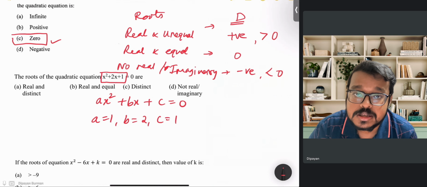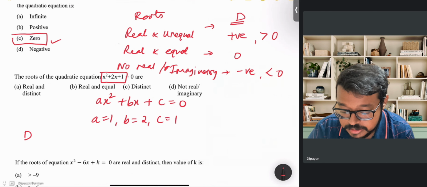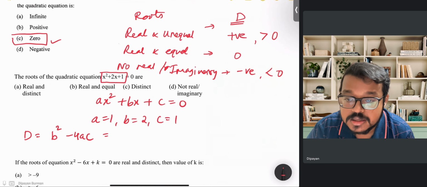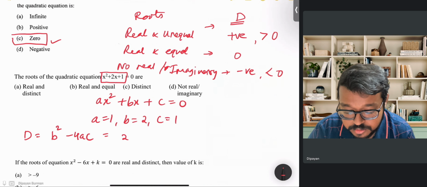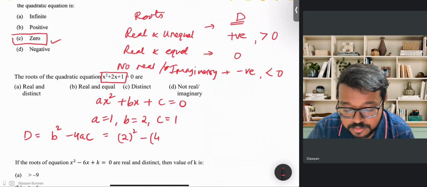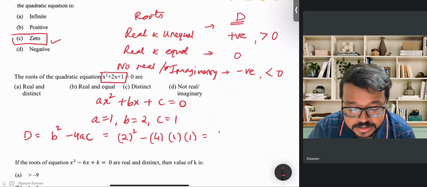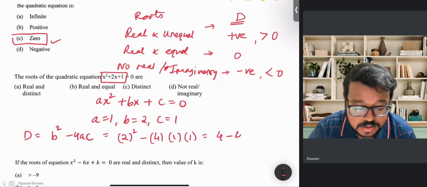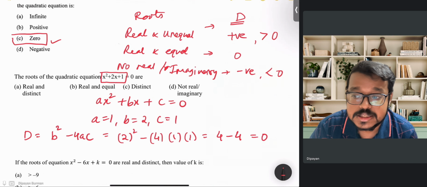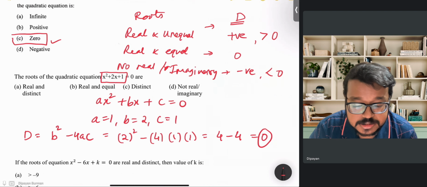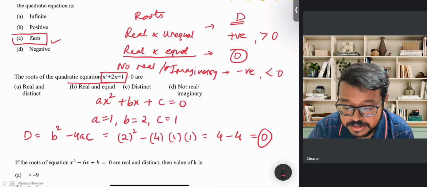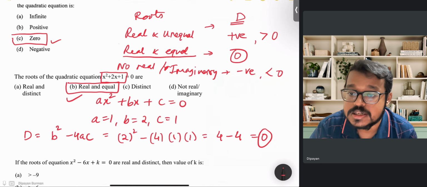Now the discriminant that we are talking about, discriminant is actually b square minus 4ac. So here we have 2 square minus 4 into 1 into 1. 2 square is 4 minus 4 into 1 is only 4. It is 0. So when the discriminant is 0, we have real and equal roots. So option B, here it is real and equal.